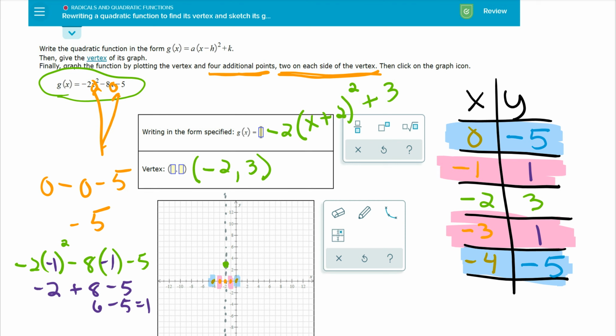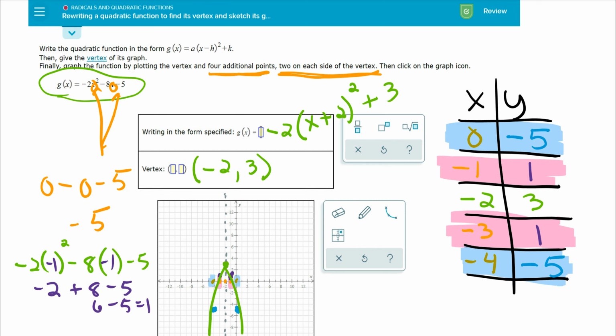So I've already got the -2, 3, then the 0, -5 would be here, and then the -1, 1 would be here. I already got the -2, 3. -3, 1 would be there, and -4, -5 would be there. And so my graph, I'll just do that in green, should look something like this.